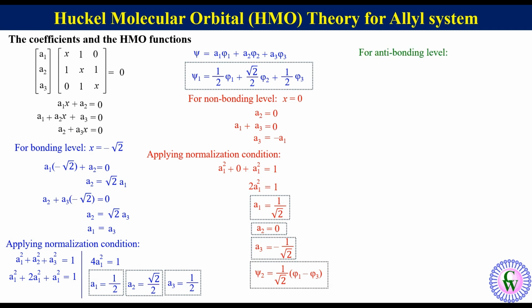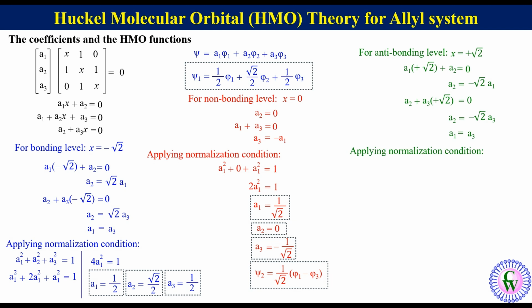For anti-bonding level, x is equal to plus root 2. Putting x is equal to plus root 2 in first secular equation gives a1 into plus root 2 plus a2 is equal to 0, or a2 is equal to minus root 2 a1. Putting x is equal to plus root 2 in third secular equation gives a2 plus a3 into plus root 2 is equal to 0, or a2 is equal to minus root 2 a3. From these two equations, a1 is equal to a3.